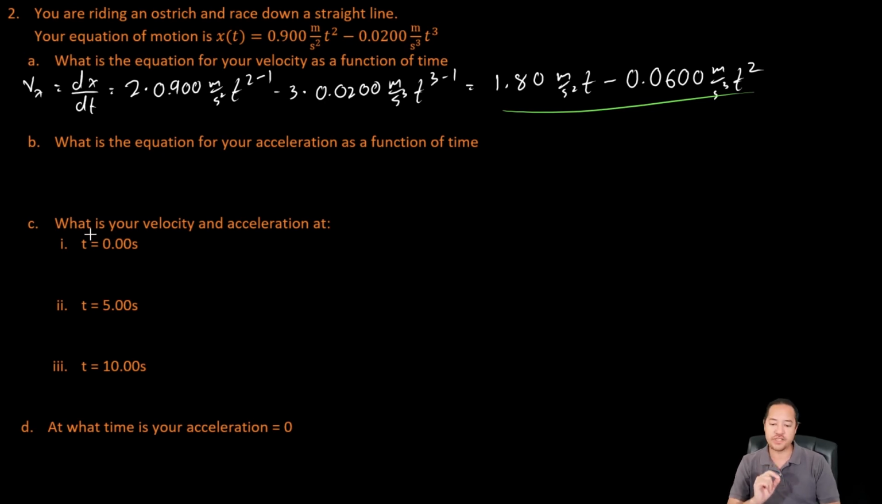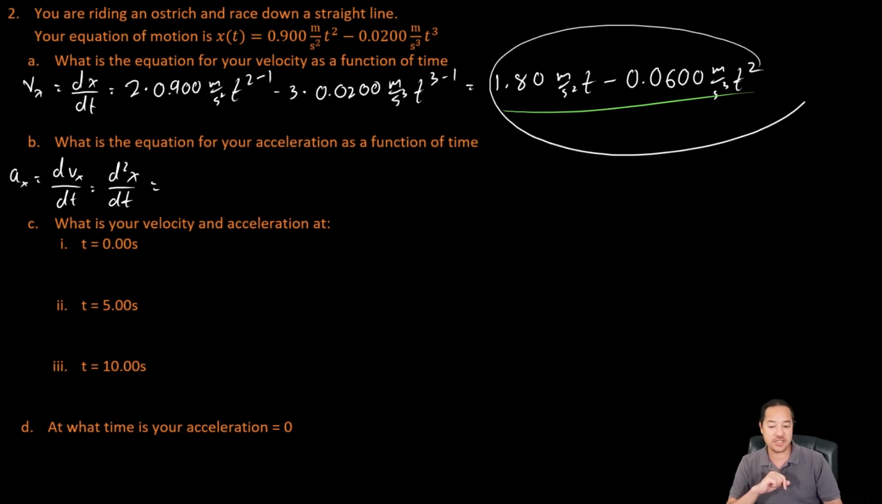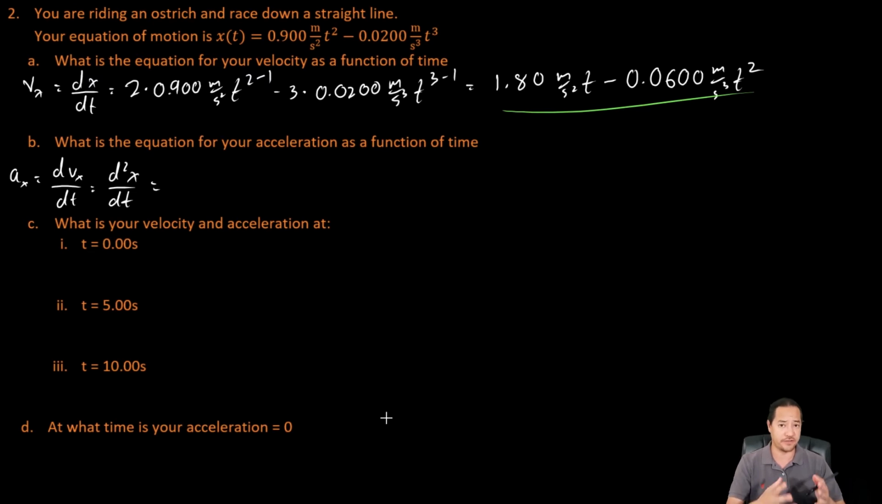B, what is the equation for your acceleration as a function of time? Okay, so our acceleration, the instantaneous acceleration, is going to be equal to the derivative of the velocity equation, right? And this is the same as the second derivative of the position equation, okay? But we have the velocity equation here, so let's just do the chain rule again to get the derivative of that equation. That'll be our acceleration.